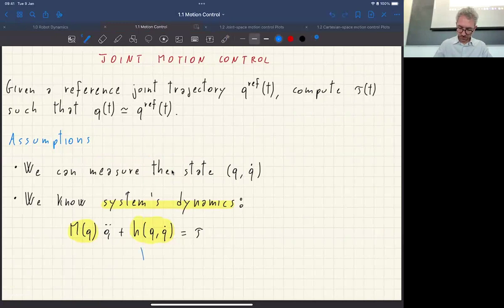So you can write it as C of Q dot times Q dot plus G of Q. It's just more compact to use a single term. So this assumption holds less than the previous one, because you might have a model of your robot, but typically that model is not super accurate in terms of dynamics.